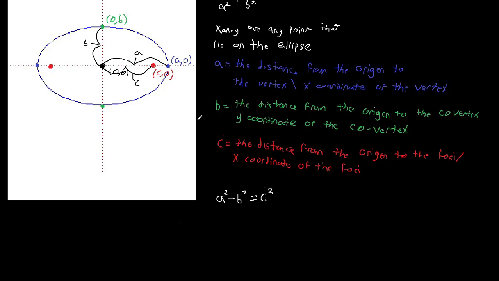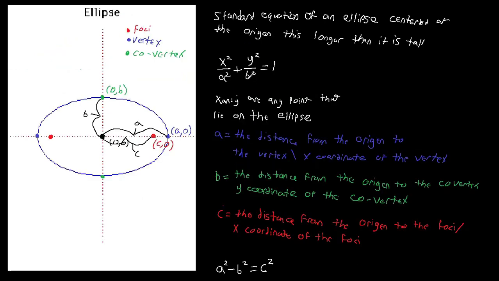So if we have the distance to the foci and we have the distance to the vertex, we can calculate b. If we have a and c, we can calculate b. So if we're given the foci and the vertex, we can get the standard equation. Hopefully this made sense.